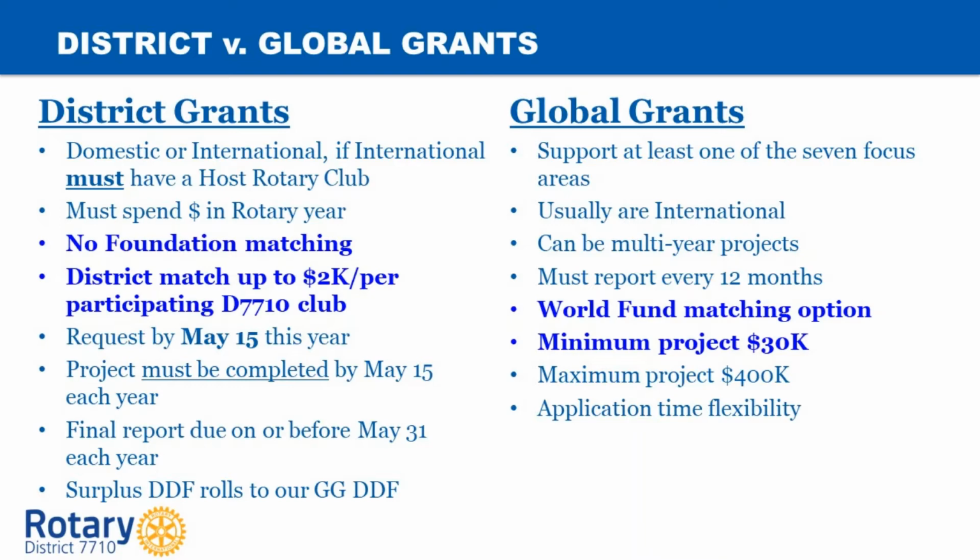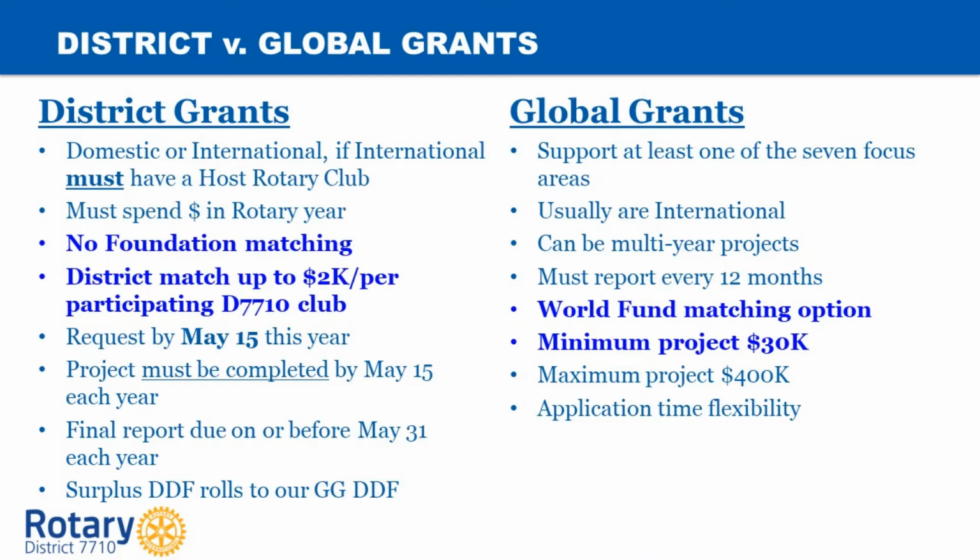Familiarizing yourself with the specific goals and policy statements for each focus area will increase your chances of submitting a successful global grant application. Secondly, it must involve a club in another district, and these grants are usually international. This means that these projects will usually involve a club in our district linking up with a club in another country. Global grants can be multi-year projects. In fact, they often are. However, interim progress reports must be submitted to the Rotary Foundation every 12 months until the final report is completed.